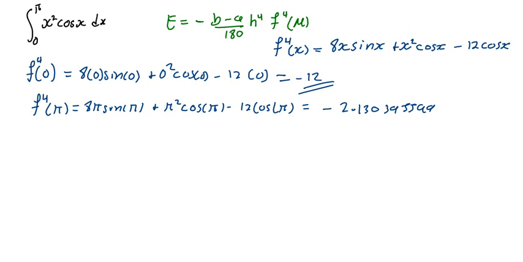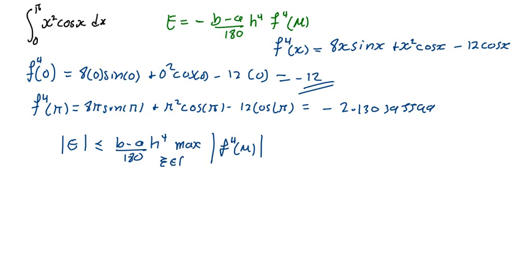When it comes to the error, we are going to write it like this. The absolute value of the error is less than or equal to b minus a divided by 180 multiplied by h to the power 4. This is multiplied by the maximum value of the absolute value of our fourth derivative, at mu, where mu is in between a and b. In this case it's 0 comma pi.